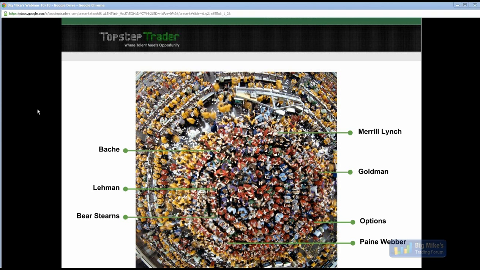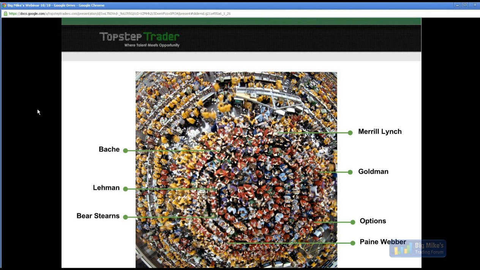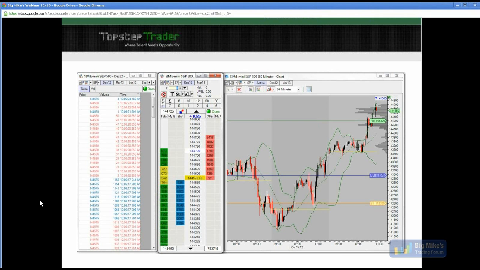Having a little trouble changing my slide here. Here's the new pit.